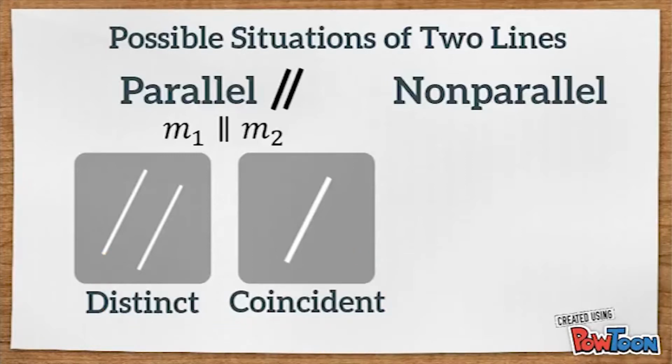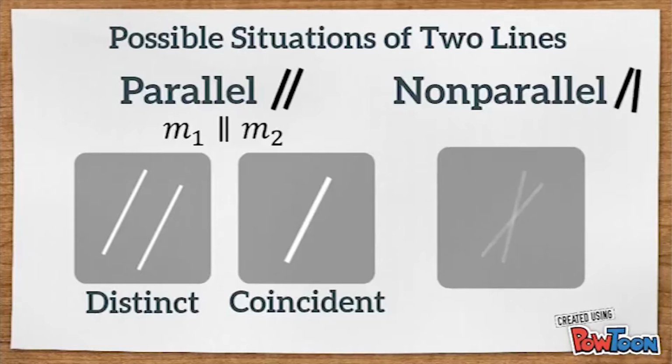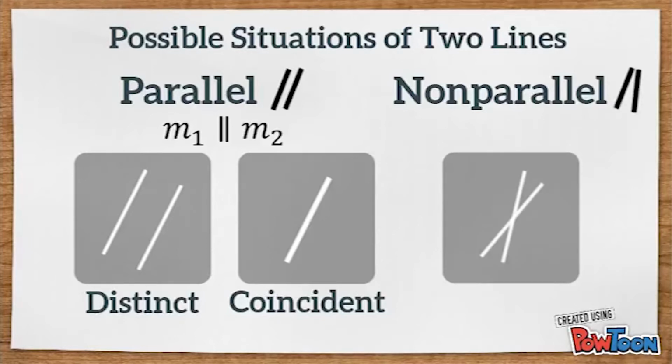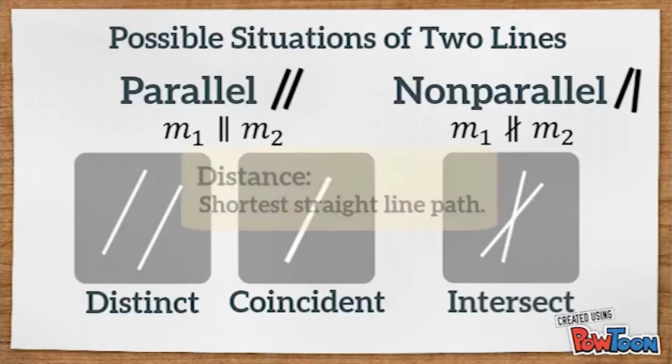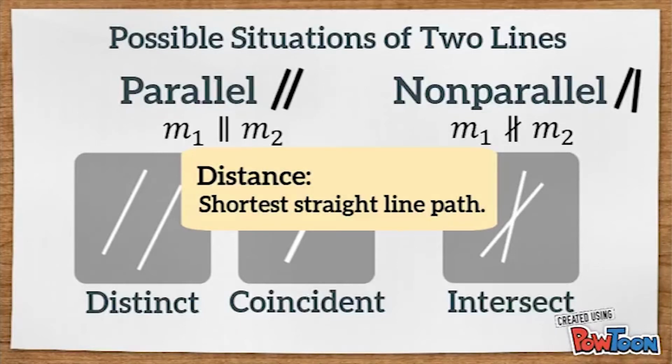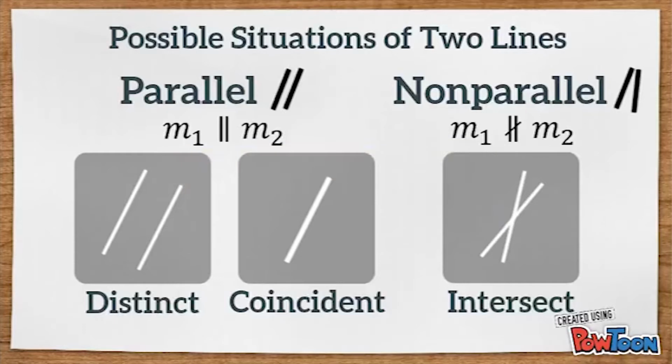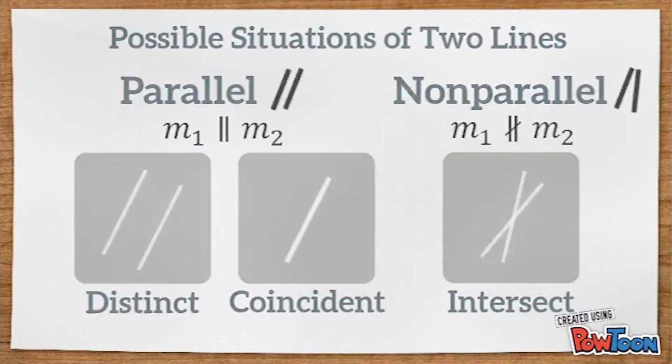However, if lines are non-parallel, then they will intersect at a point. This is always true in R2. As long as the direction vectors of two lines are not collinear, then the two lines will intersect. Now, recall once again that distance is the shortest straight line path between two things. Let's evaluate the distance between two lines in each of these three cases.